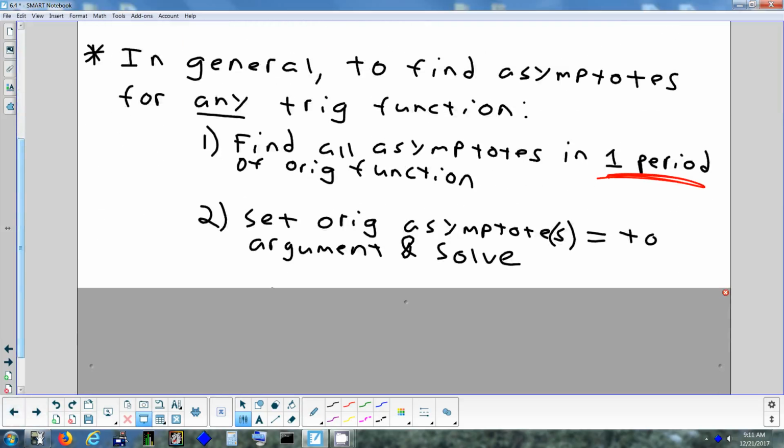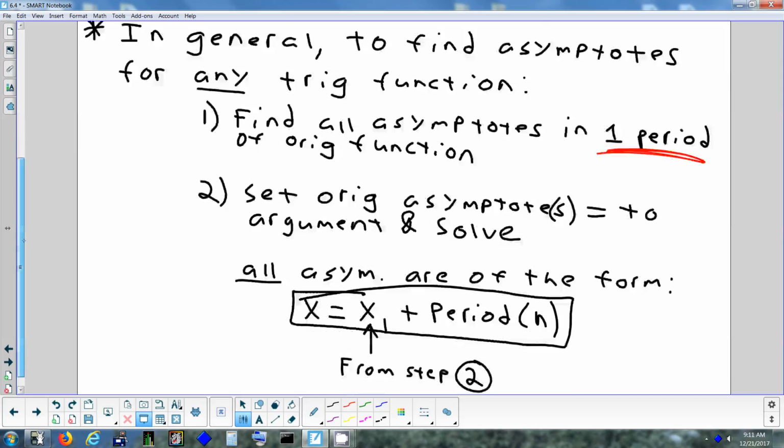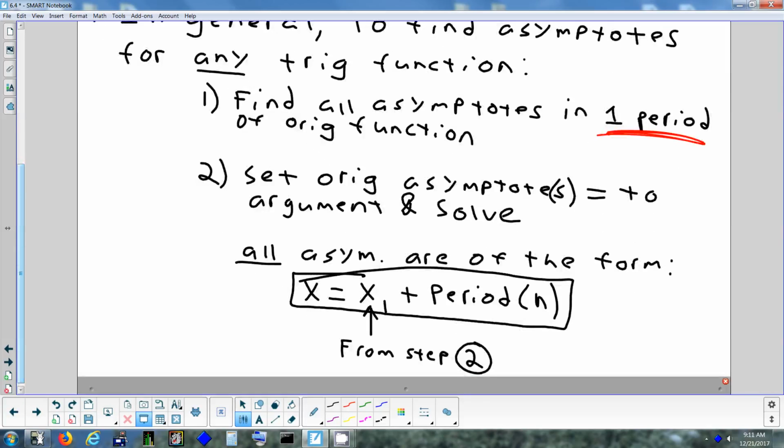One period. Then if you want to describe where all the asymptotes move to, well, you take what you just solved for in step 2, and you just put plus the period times n. Okay, so you find where the asymptotes move to originally in the first cycle, and then put that they are going to repeat every period. That's this part at the end.